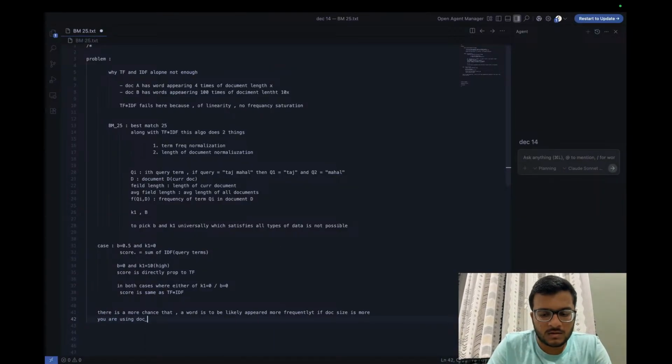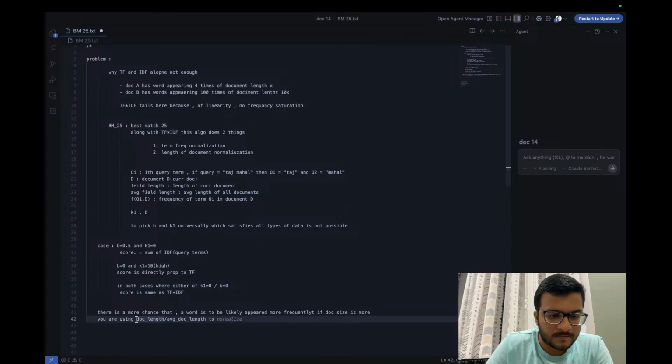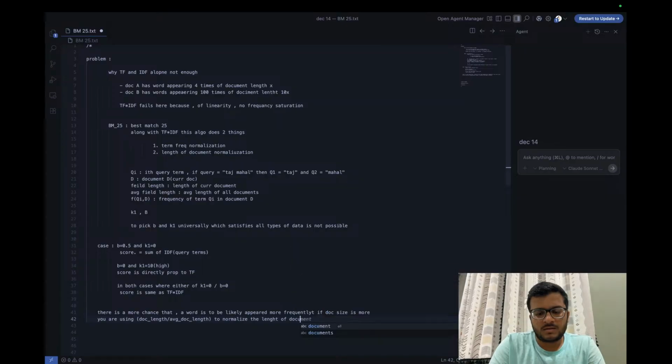You are using doc length divided by average doc length to normalize the length of documents in your search engine. You might have a feeling that your search results are bad because of the difference in length of the documents. No, that's not correct, because Elastic internally handles this by giving a penalty for your documents.